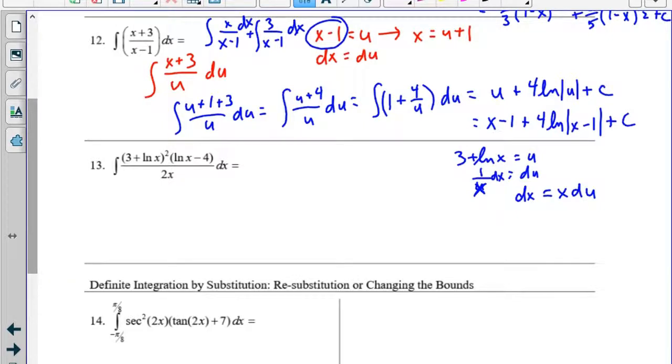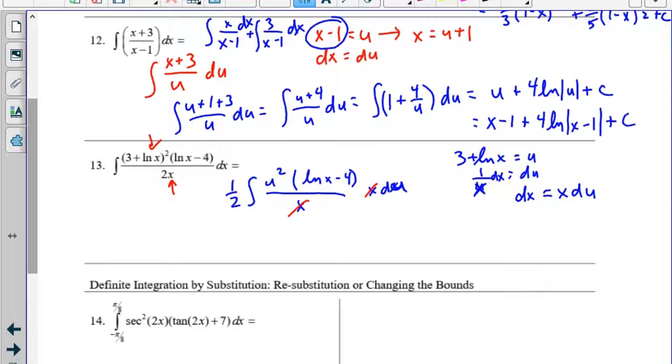So let's just replace what I have and see what I've got left. So 3 plus the natural log of x became u. I still have this natural log of x minus 4 floating around that I'm going to have to get rid of. I have a 2 in the denominator. I'll move that to the outside. Then I had an x. Now notice that I'm going to replace dx with x du. So this is good. The x's cancel, which is nice because I had a natural log of x in the numerator and the denominator. So that worked out pretty well.